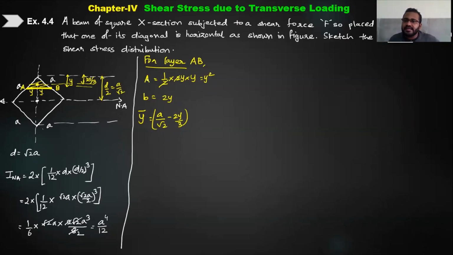Okay, so we got this area, we got this b, we got this y bar. Now what to do? Let us find out tau. What is the formula? S A y bar upon I into b. So S as it is, shear force. Area is how much? y square. What is y bar? It is a by root 2 minus 2y by 3, upon what is inertia? a raised to 4 by 12. What is b?